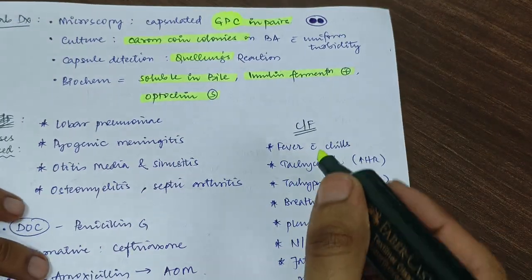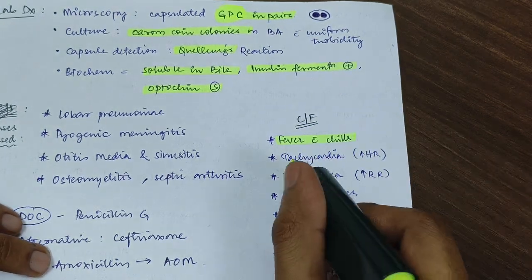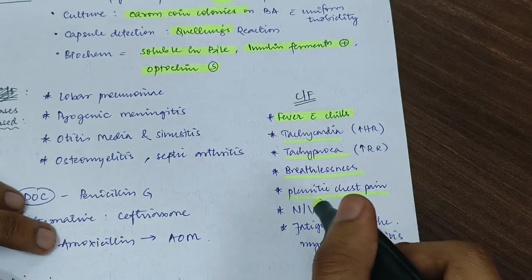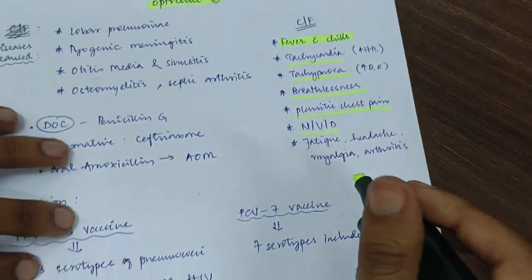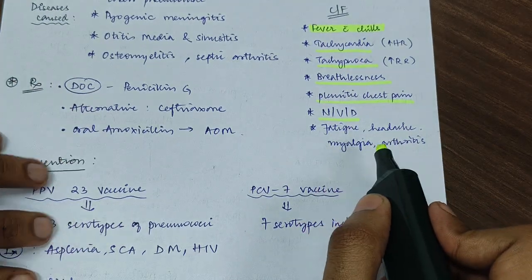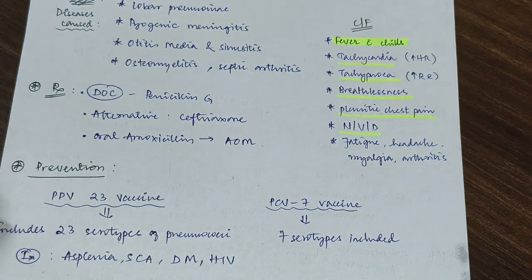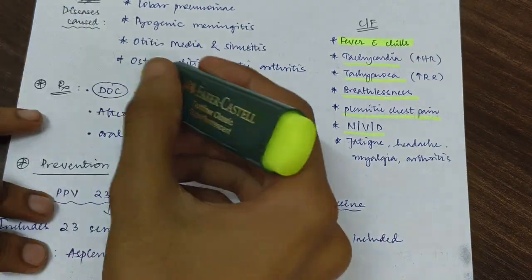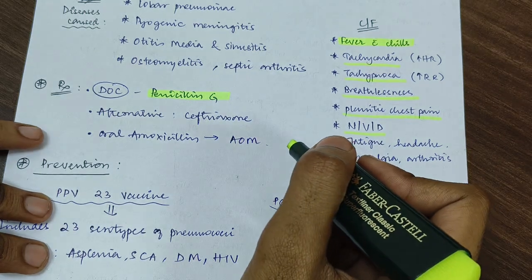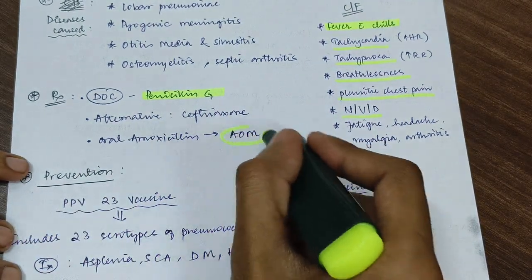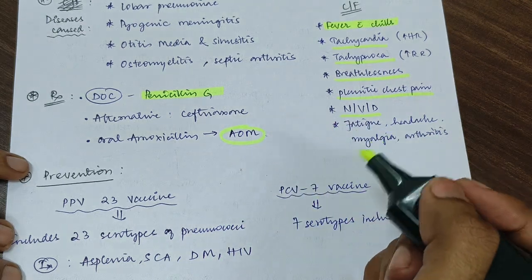What are the clinical features? Fever with chills, tachycardia, tachypnea, breathlessness, pleuritic chest pain, nausea, vomiting, diarrhea, fatigue, headache, malaise, myalgia, and arthritis. Coming to the treatment, you are going to give penicillin G. Penicillin G is the drug of choice. Alternative is ceftriaxone. Oral amoxicillin can be given in case of acute otitis media.